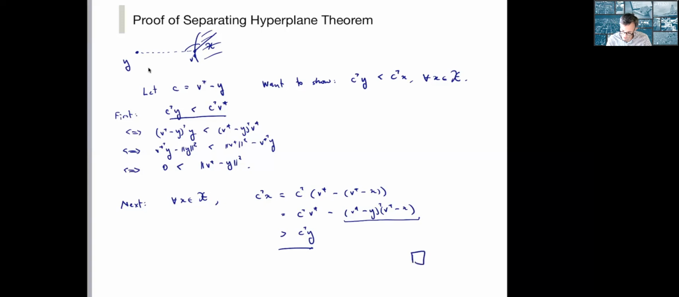So this concludes the proof of the separating hyperplane theorem. We have a closed convex set, a point not in that set. There is a linear hyperplane so that c transpose y is strictly less than c transpose x for any x in the set.